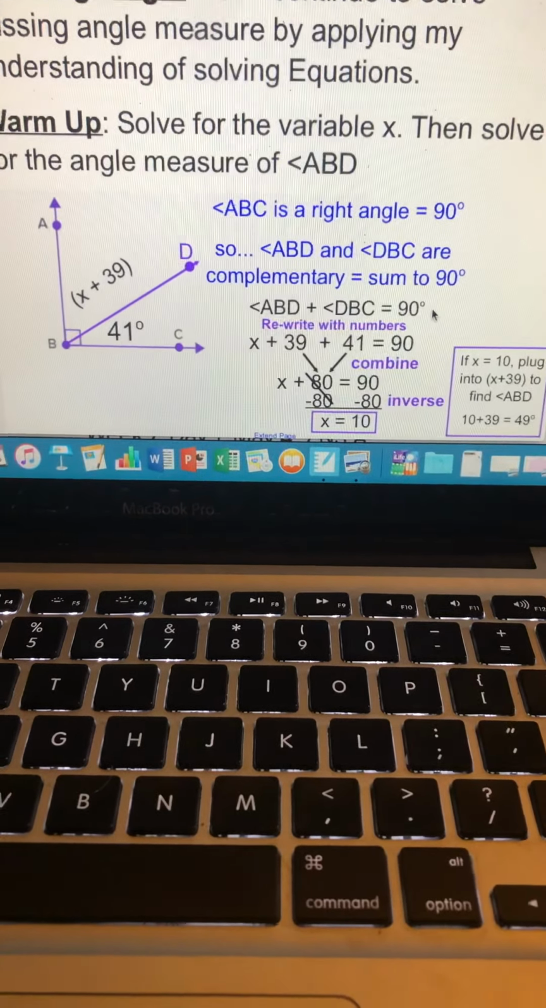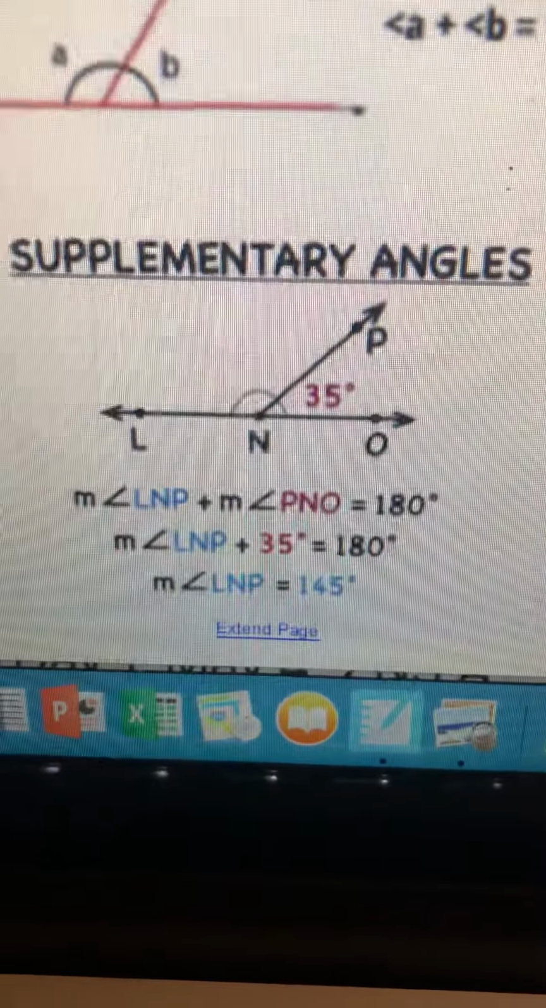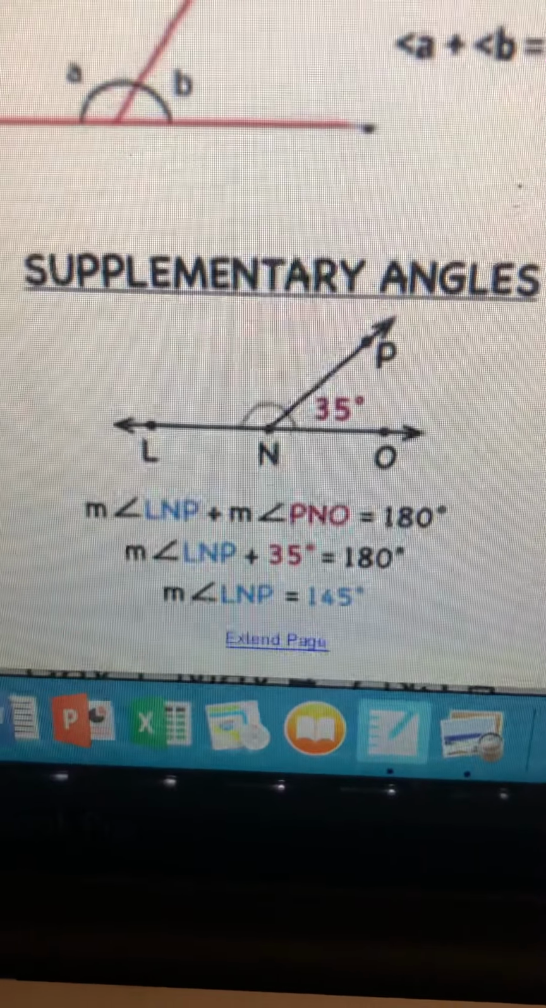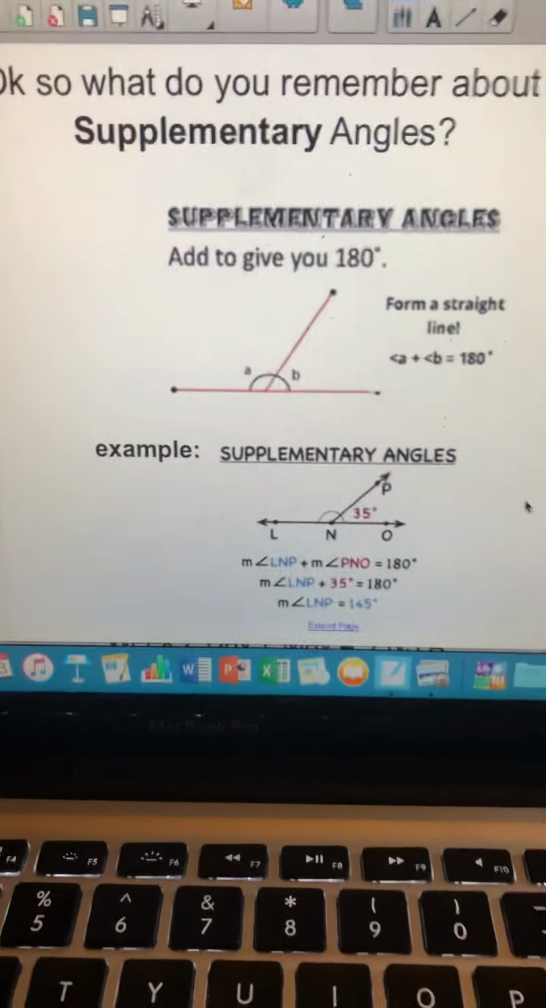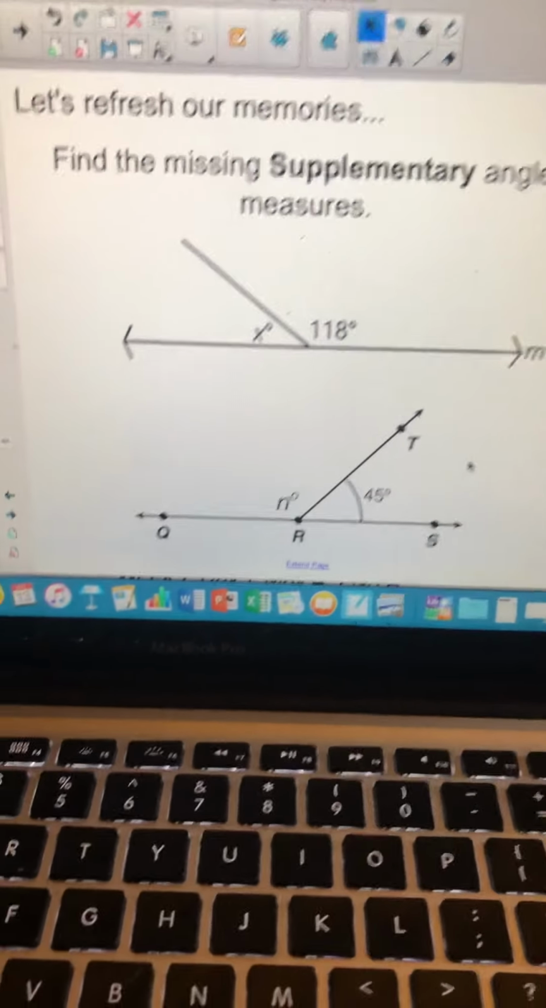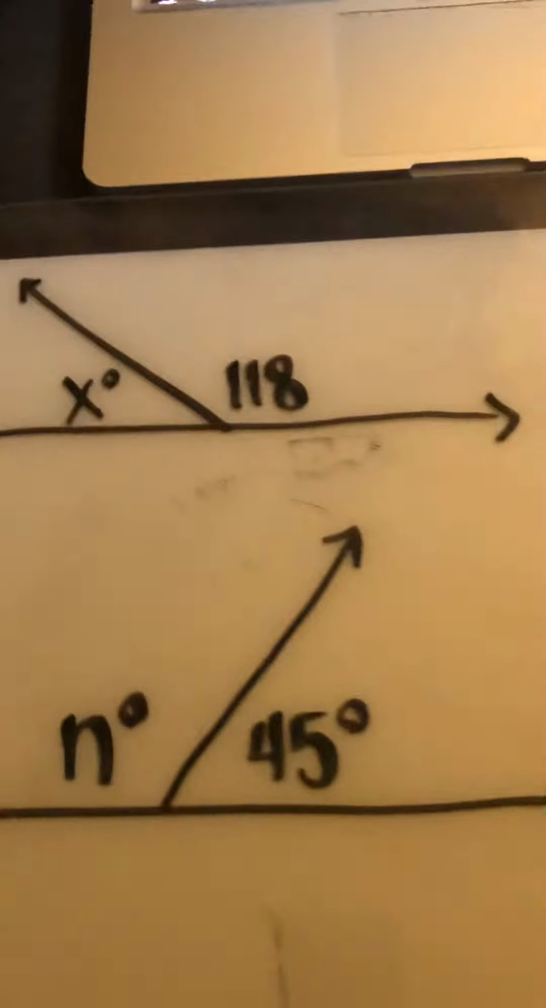There's an example here where they give you the one angle is 35 degrees. And if you know that that angle is 35, you could simply subtract 180 minus 35 to find the other angle. And the other angle, LNP, would be 145 degrees. So there's two additional examples just to review this as well on the following slide. I copied them down here.